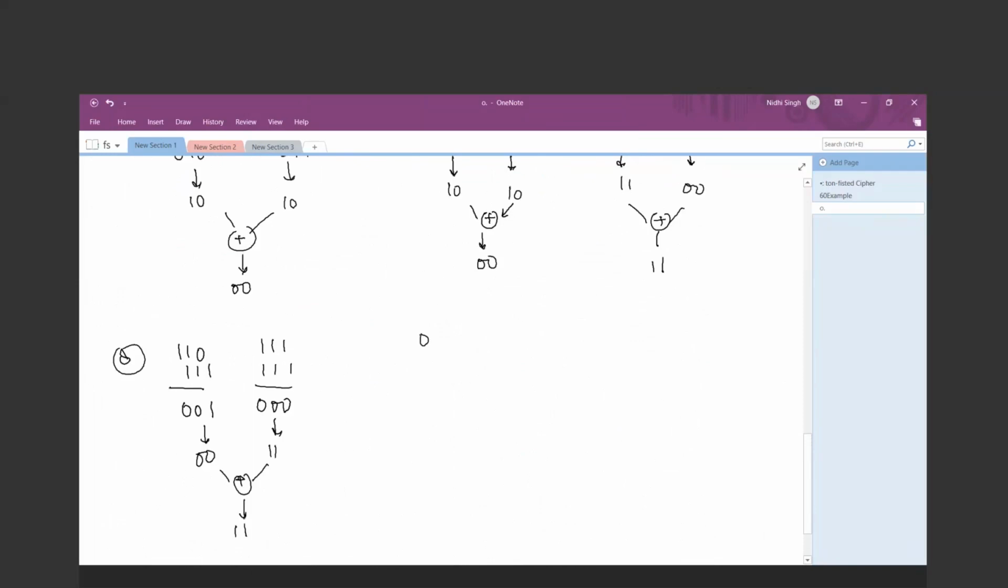Now we have to check how many times 00 occurs in C1 XOR C2, how many times 01 occurs, how many times 10 occurs and how many times 11 occurs, because these are the possible combinations of C1 XOR C2. Because my C1 is a 2-bit value, so in 2 bits only 4 combinations are possible. So count how many times 00 came.